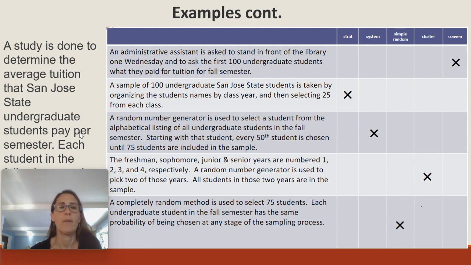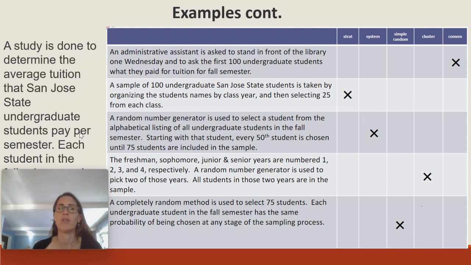The third example, a random number generator is used to select a student from the alphabetical listing of all undergraduate students in the fall semester. Starting with that student, every 50th student is chosen until 75 students are included in the sample. So that's systematic sampling and is probably pretty representative because it comes from all the undergraduate students.